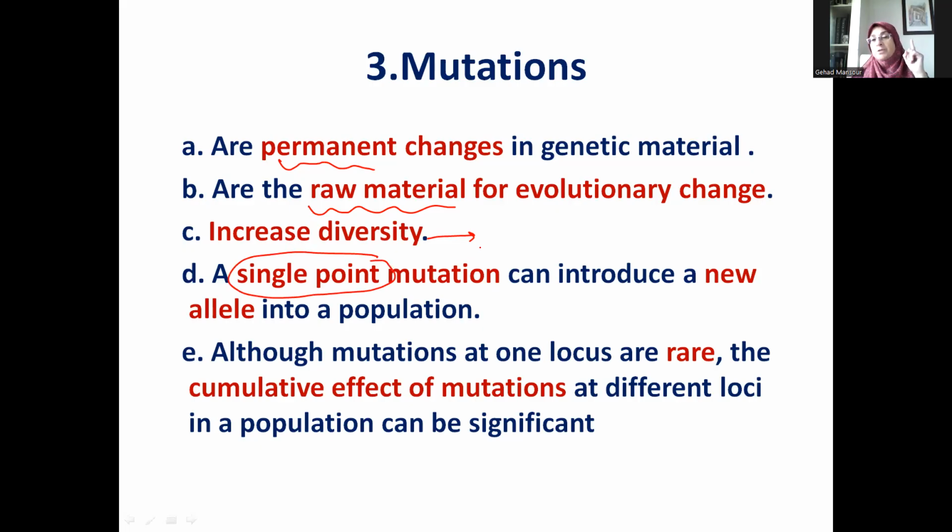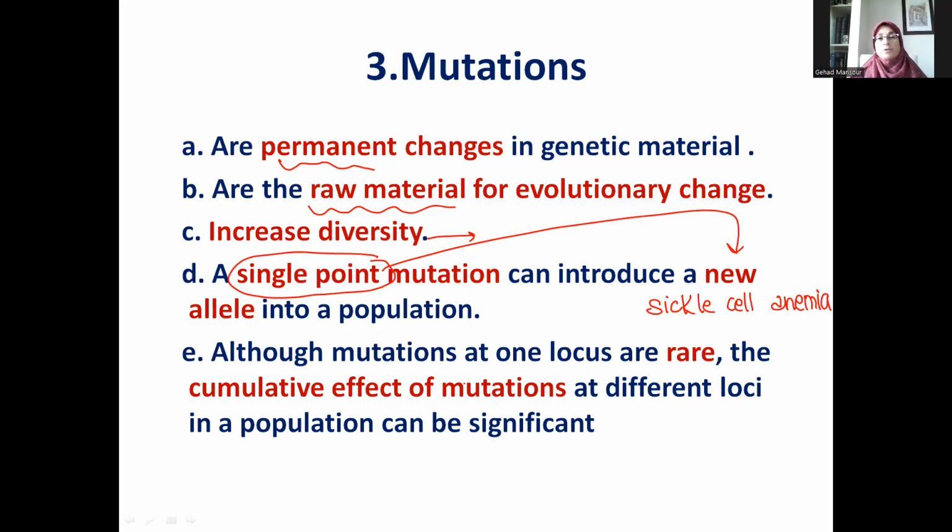Now, just a single, see how mutations are important. Just a single point mutation that is not corrected might result in a new allele in the population, and this is the case in sickle cell anemia. We all know that sickle cell anemia is an example of a single base mutation. It's a substitution, actually.